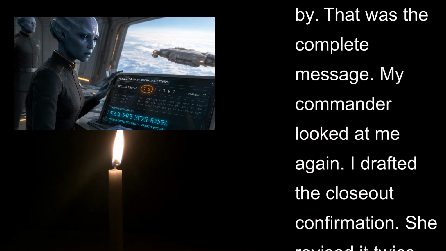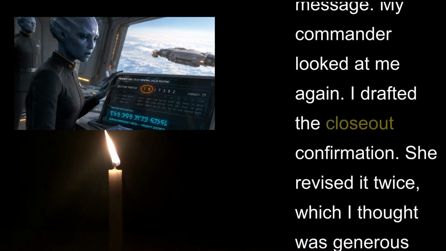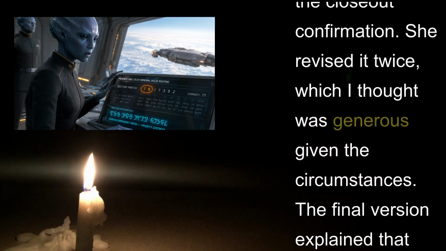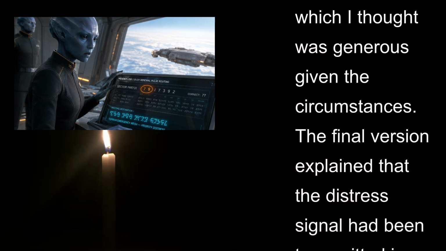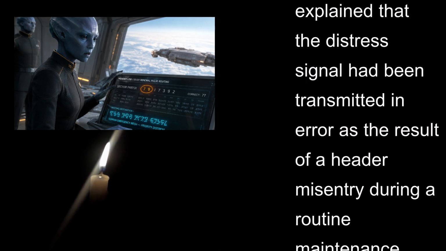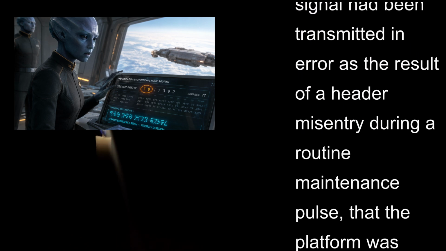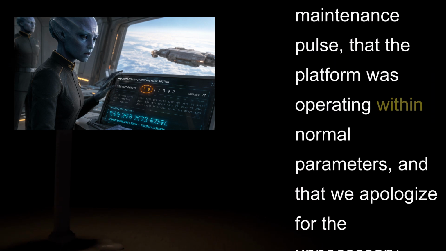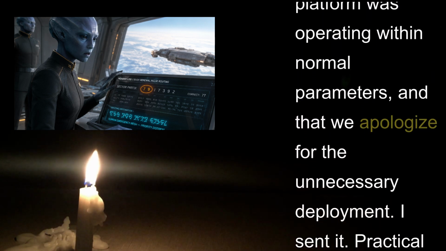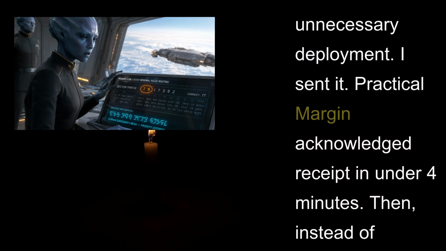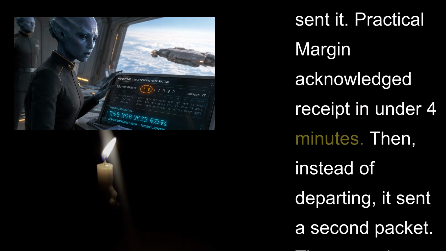My commander looked at me again. I drafted the closeout confirmation. She revised it twice, which I thought was generous given the circumstances. The final version explained that the distress signal had been transmitted in error as the result of a header misentry during a routine maintenance pulse, that the platform was operating within normal parameters, and that we apologize for the unnecessary deployment. I sent it. Practical Margin acknowledged receipt in under 4 minutes.